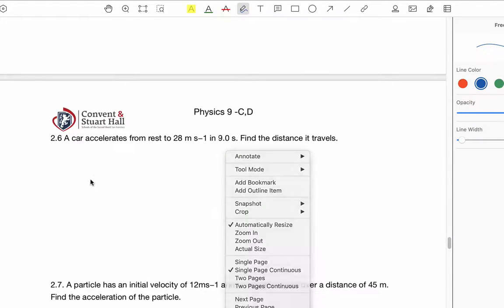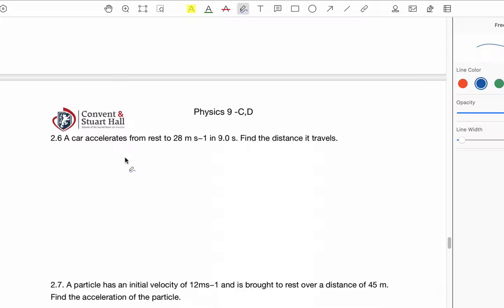Moving on to problem number 6, let's go ahead. A car accelerates to 28 meters per second in 9 seconds. Find the distance it travels. So here we go. I will say s equals 1/2 at squared plus ut. And let's just assume it starts from rest since it doesn't tell us. So let's write out the SUVAT equations. SUVAT. S is unknown. U is 0. V is 28. A is unknown. And t is 9 seconds.